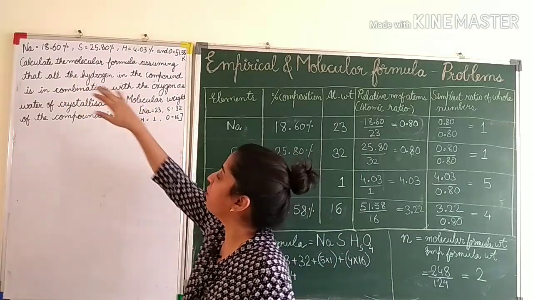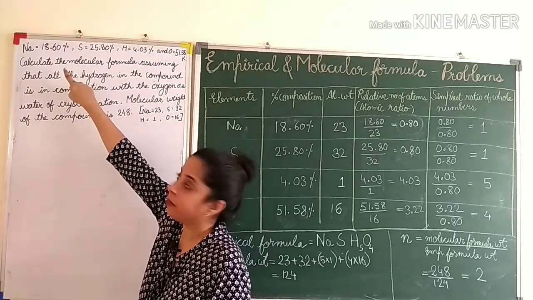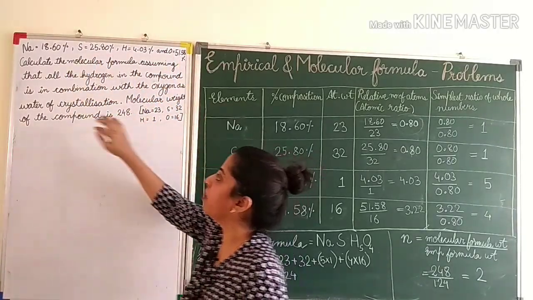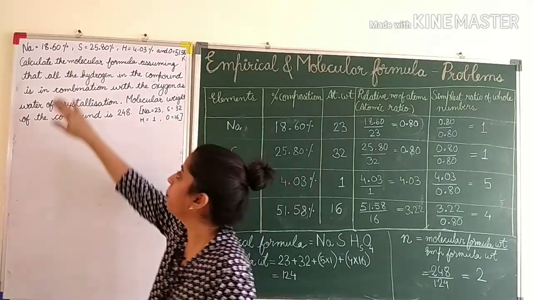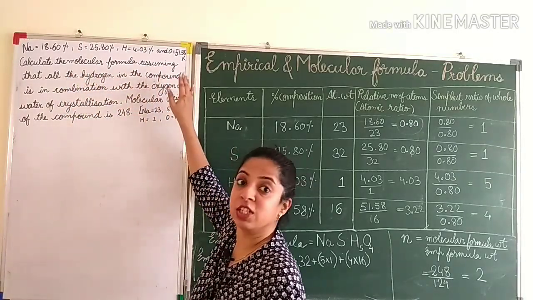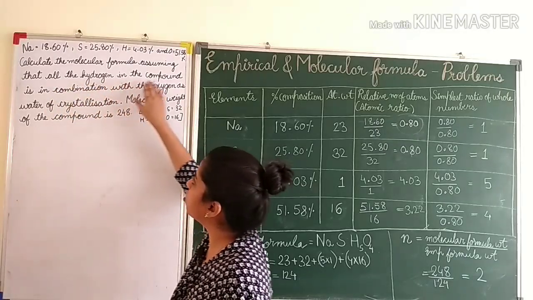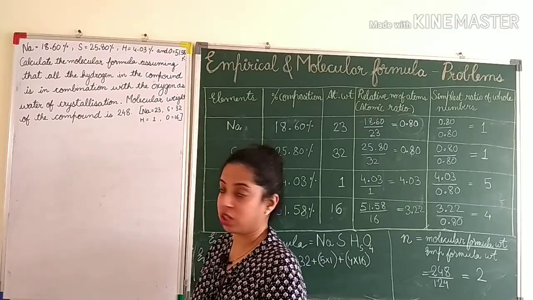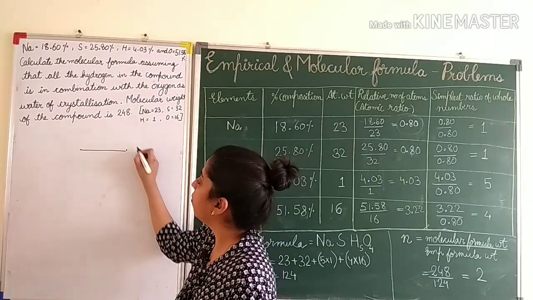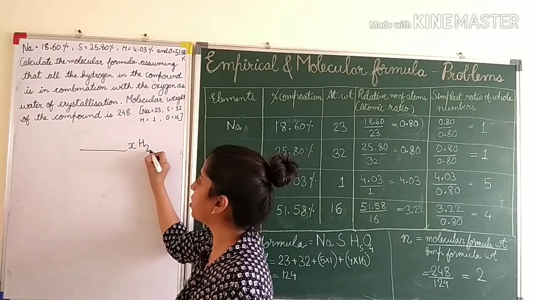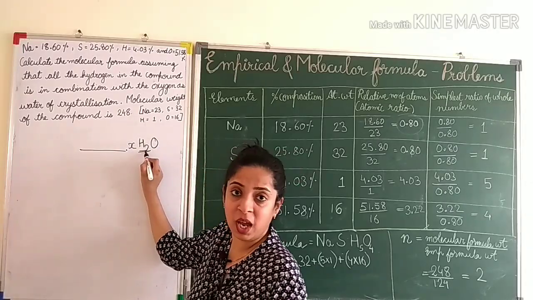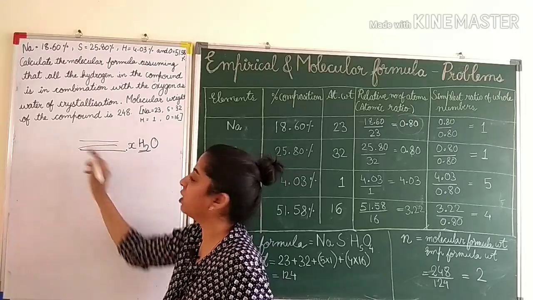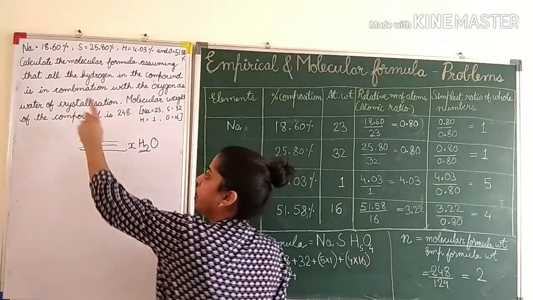In this question, they have given the percentage composition of sodium as 18.60, sulfur, hydrogen and oxygen. Okay, and they've said, please read the question very carefully. Calculate the molecular formula assuming that all the hydrogen in the compound is in combination with oxygen as water of crystallization. So whatever formula we are making, we have to make any number of water of crystallization. So whatever hydrogen is in the compound is combined with oxygen to form water of crystallization. So in the formula there is no hydrogen. Okay. So read it again.